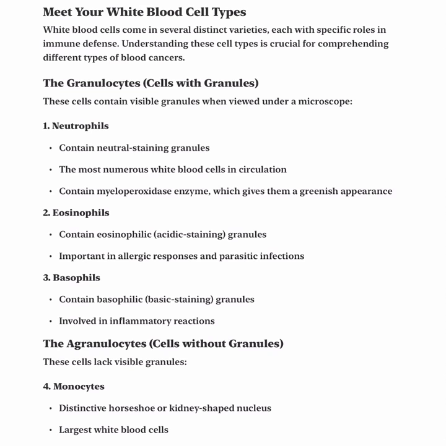Next up, we have eosinophils. They contain eosinophilic, aka acid staining granules, and these are important in allergic responses and parasitic infections. Basophils are next up, and these contain, you guessed it, basophilic staining granules. These are involved in the inflammatory process.